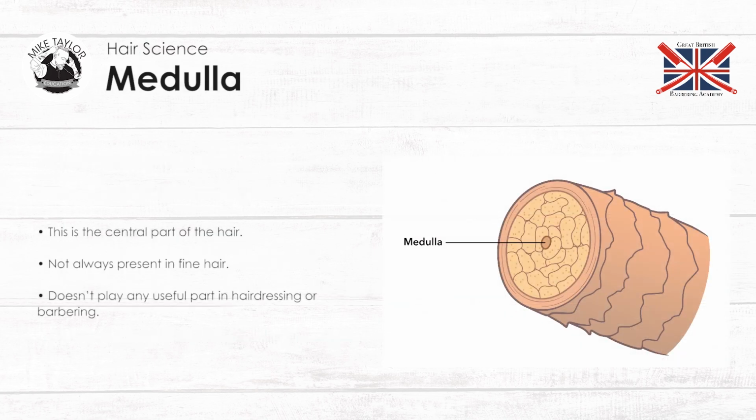The medulla. This is the central part of the hair. It's not always present in fine hair and doesn't play any useful part in hairdressing or barbering.